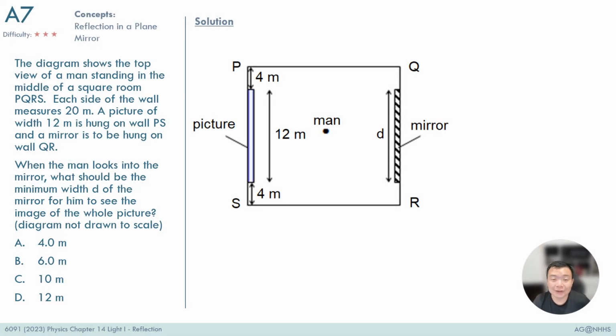In this question, you are again asked what is the minimum length of a mirror that is required for you to see the full picture. And it's a similar question to a previous question in the worksheet. And the shortcut method, if you have watched my previous video, the shortcut method doesn't work here.